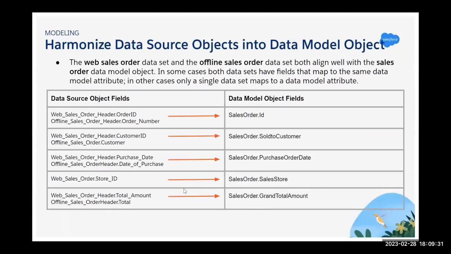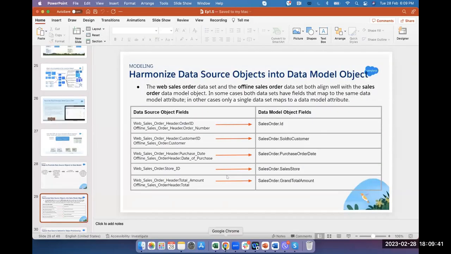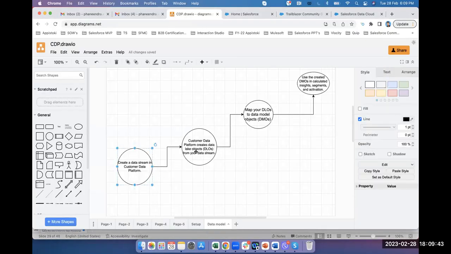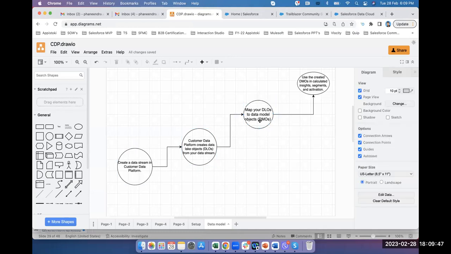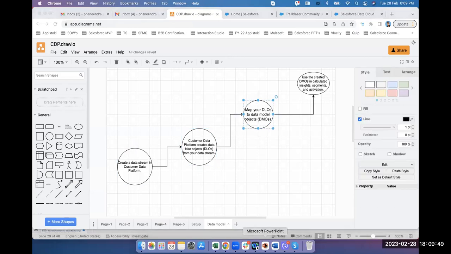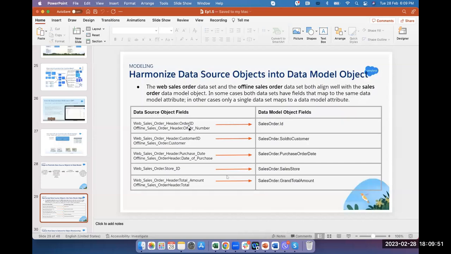Once you design the data model structure, you need to understand how the data source objects are harmonized into data model objects. Because when we talk about this scenario, from the data stream, now from data lake objects to data model objects, you have a concept of data source. Let's consider this is a B2C Commerce Cloud. So this is your data source object with different headers.